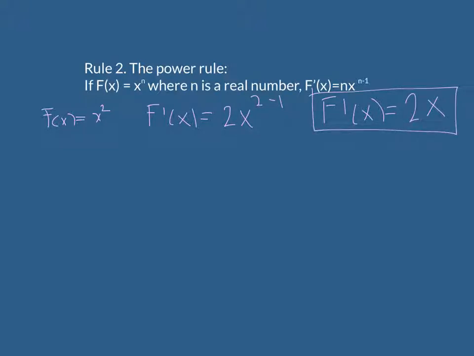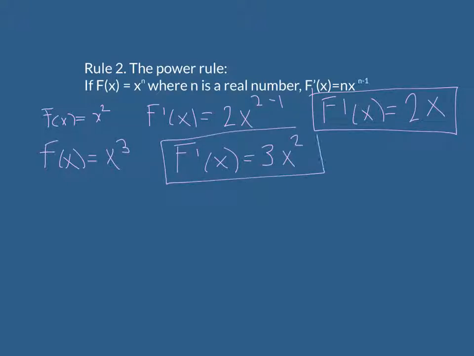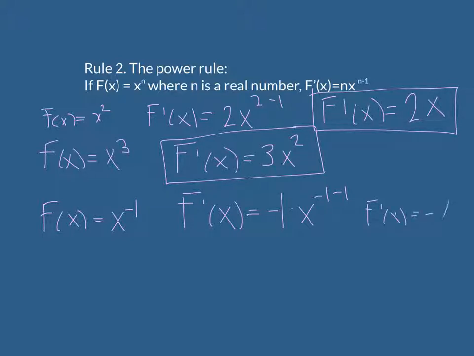And your power can be a whole number. So let's try another whole number. If I have f of x equals x cubed, the derivative would be, bring the power in front and multiply. So we have 3 times x, and then 3 minus 1 is 2. There's our derivative. Now the powers can be negative numbers. If I have f of x equals x to the negative 1 power, then our derivative would be negative 1 times x to the negative 1 minus 1, which means our derivative would be negative x to the negative 2 power.